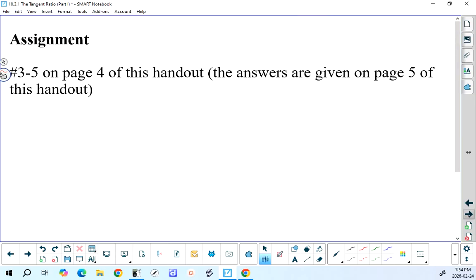Anyway, I hope that lesson made sense. If you turn to page 4 of your unit handout, it's questions 3, 4, and 5. I think in this printed version of your handout, I highlighted them with little yellow dots so that you can follow which ones you need to do. And that's it. What we're going to be doing in the next lesson, which should be up shortly on my channel, is finding angles in triangles using the tangent ratio. Today was about finding sides. We're going to be finding angles.